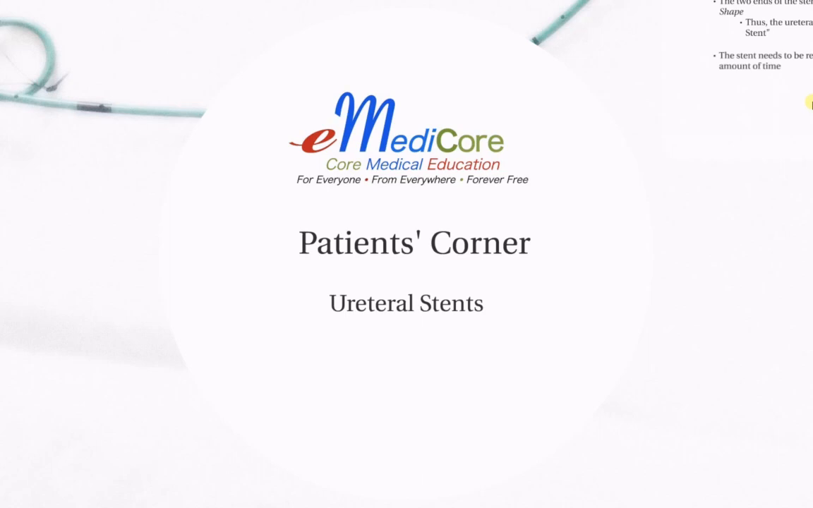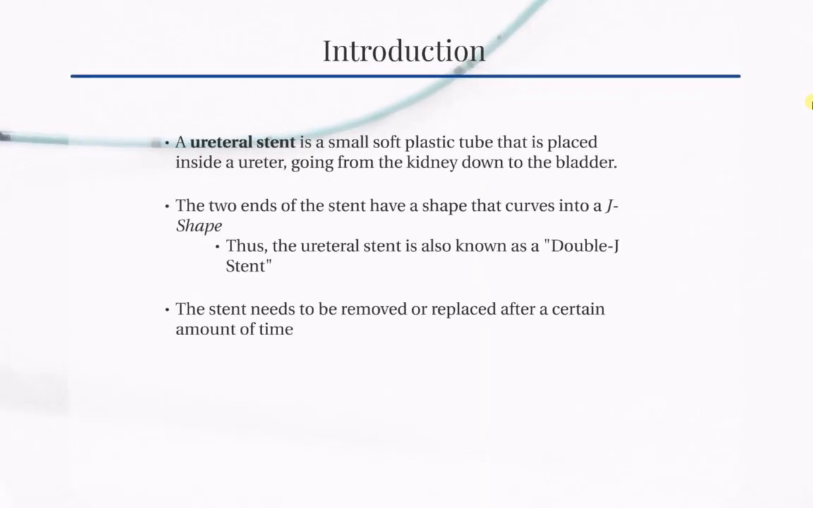Today's discussion is on ureteral stents. A ureteral stent is a small, soft plastic tube that is placed inside a ureter, going from the kidney down to the bladder. One end of the stent stays in the kidney and the other end stays in the bladder. The end of the stent has a shape that curves like a J shape. Hence, it is known as a double J stent.